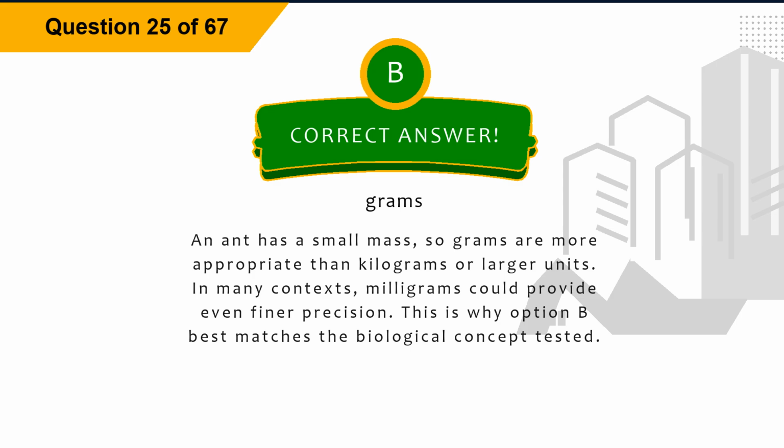Explanation. An ant has a small mass, so grams are more appropriate than kilograms or larger units. In many contexts, milligrams could provide even finer precision. This is why option B best matches the biological concept tested.